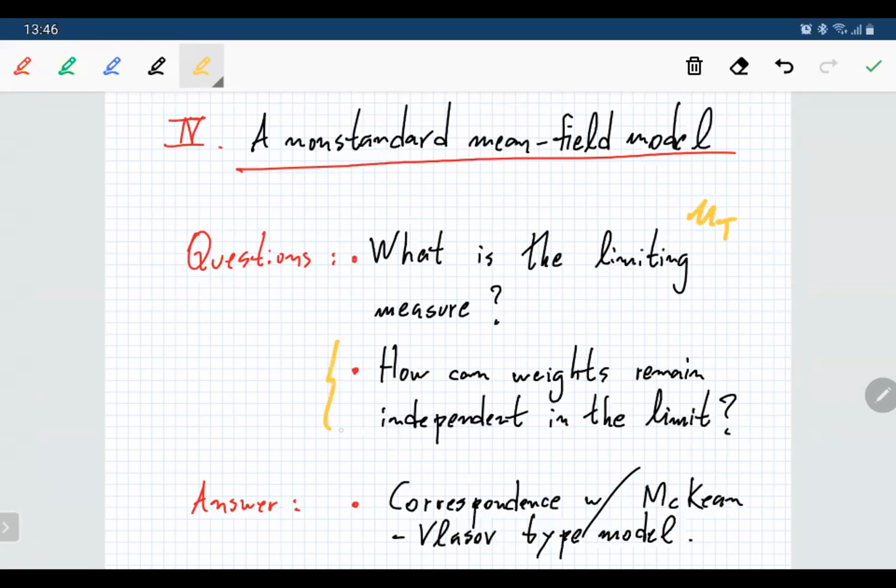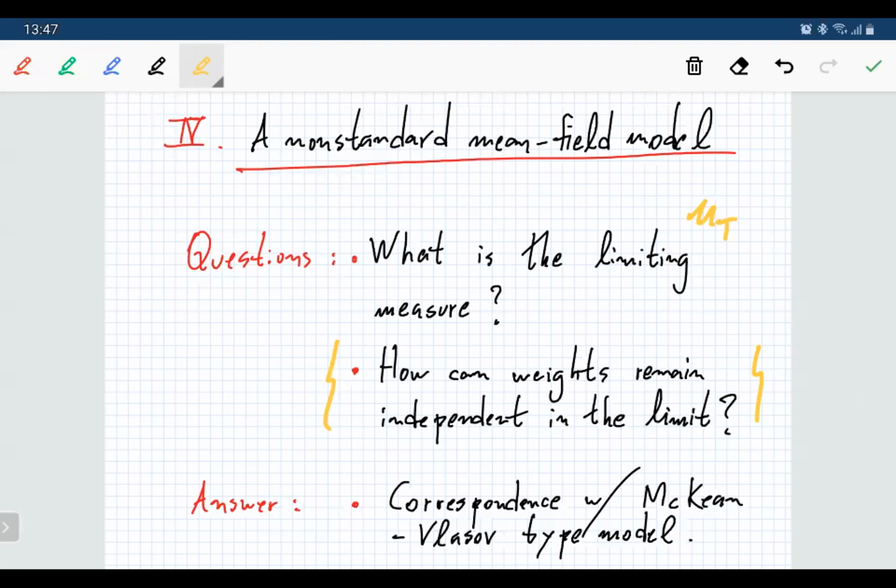And there's this question here which is intriguing if you've never seen these mean field models before, but it's a little bit intriguing anyway. How can you have so much independence of the weights in the limit? Because remember, if you look at what gradient descent is doing, the gradient with respect to one of these parameter vectors involves all of the other weights, right?